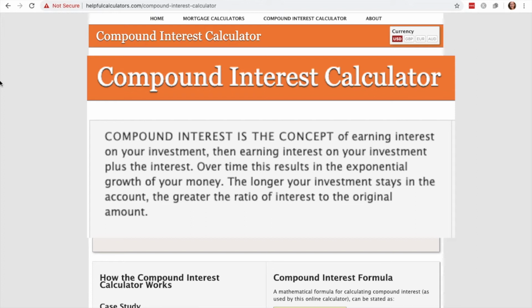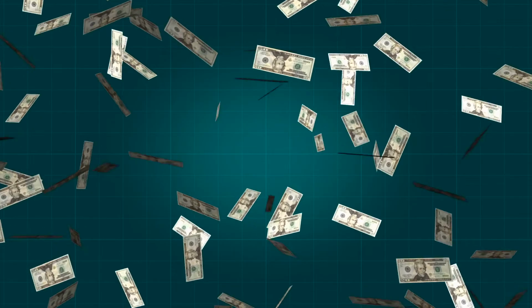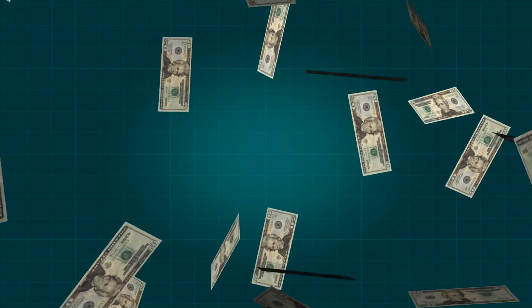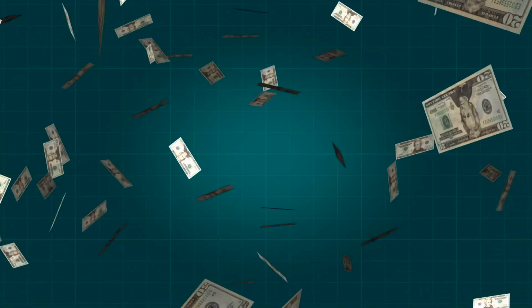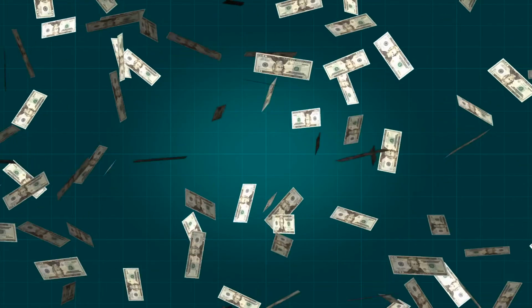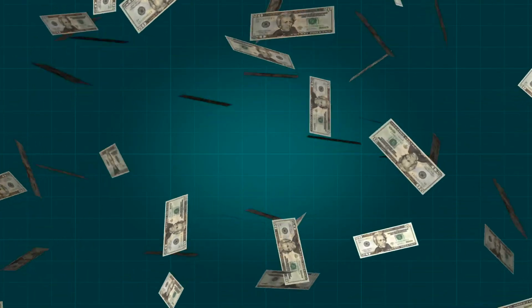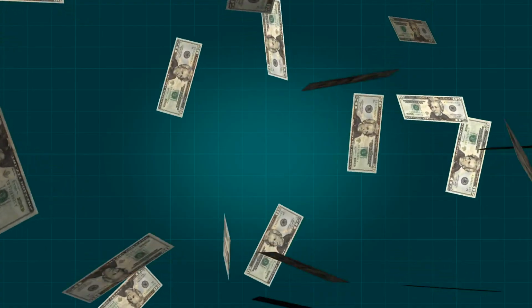If you did not yet read the blog, compound interest is when you earn interest on the money that you contribute to your investment, plus you earn interest on that interest. So it is a double whammy, and it is a perfect example of the snowball effect, where your money can just grow and grow and grow because, again, you're earning interest on the interest.